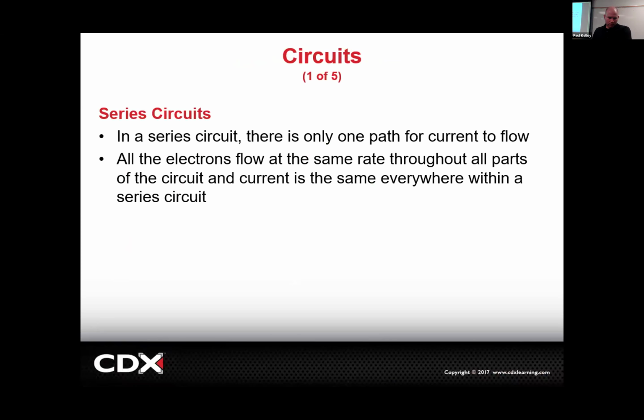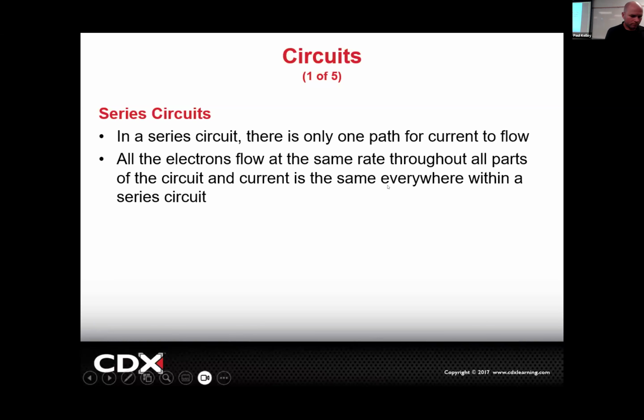All right, in a series circuit, there's only one path, so that's why it's a series circuit. One path for current to flow. It's kind of like being on a single lane road. All the cars have to go together. That also means they're all going the same speed too. That's kind of the frustrating part. So there's a specified number of cars, everybody moves together, they all have to go through the same obstacles, right? All the electrons flow at the same rate throughout all parts of the circuit.